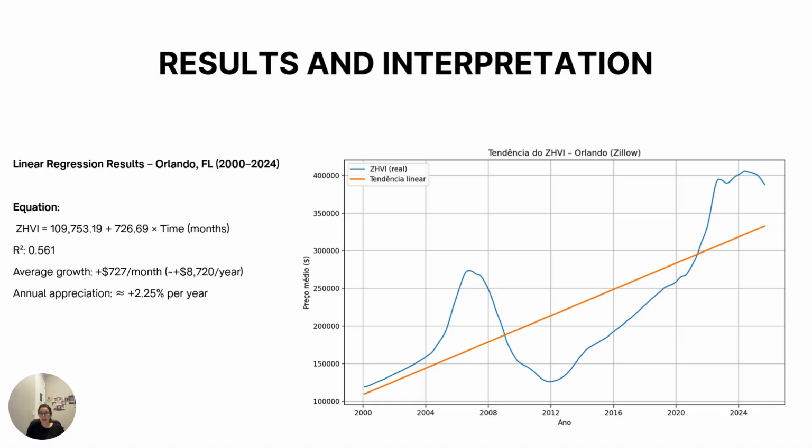0.56 means that the model explains around 56% of the price variation. And that's actually quite good for real world data. Of course, housing price depends on many things like interest rate, location, and construction activity. But overall, what we see here is a clear upward trend. Orlando's housing market has been growing steadily and showing consistent appreciation over the past 2 decades.